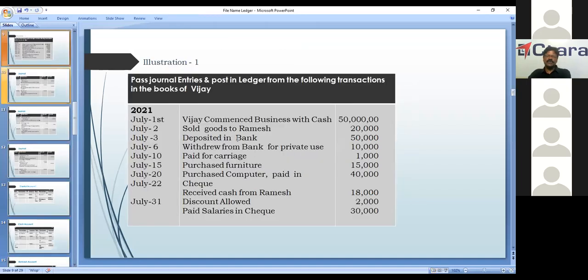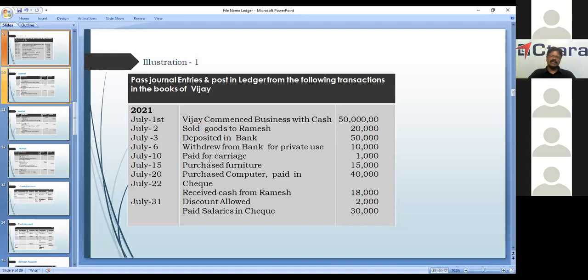We finished the goods sold to Ramesh, 20,000. The journal entry is Ramesh account debit to sales. Then in the ledger, we have opened the Ramesh account. Okay, it's a debit item. We put 20,000 in the debit column. And because it is through sales, we wrote "To Sales, 20,000."